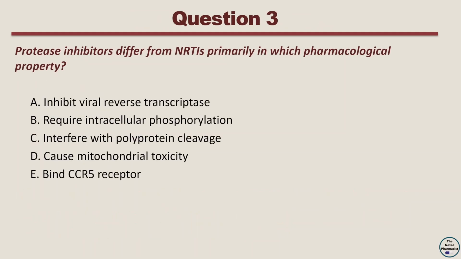Question 3. Protease inhibitors differ from NRTIs primarily in which pharmacological property? Option A. Inhibit viral reverse transcriptase. Option B. Require intracellular phosphorylation. Option C. Interfere with polyprotein cleavage. Option D. Cause mitochondrial toxicity. Option E. Bind CCR5 receptor.